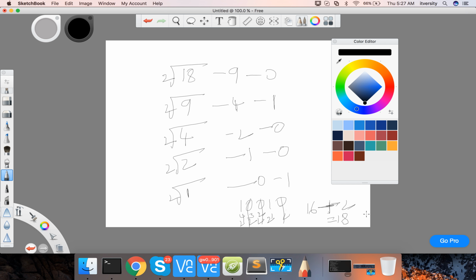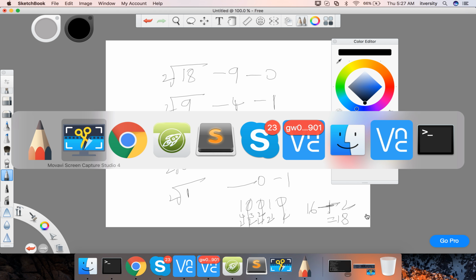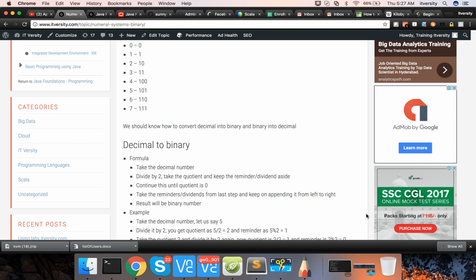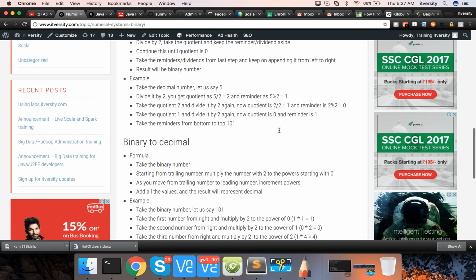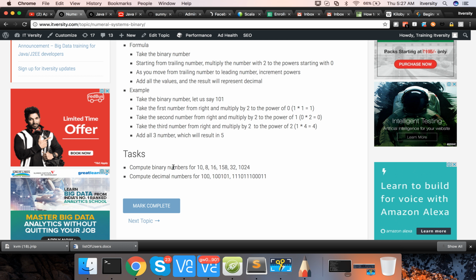I have given other tasks as well. If you go through this blog post, you can also see other numbers such as 10, 8, 16, 158, 32, 1024, etc. You can convert them to binary, and also convert back to decimal if you are interested. I have also given some random decimal numbers such as 100, 101, and some big numbers. You can convert those as well.